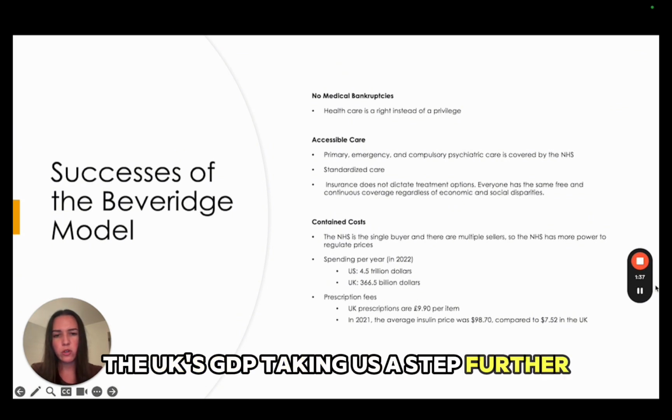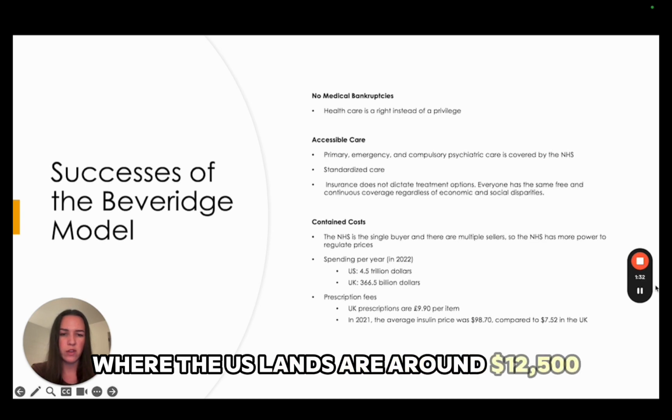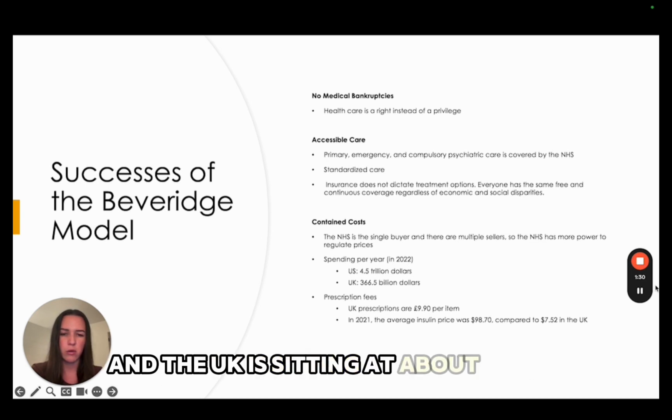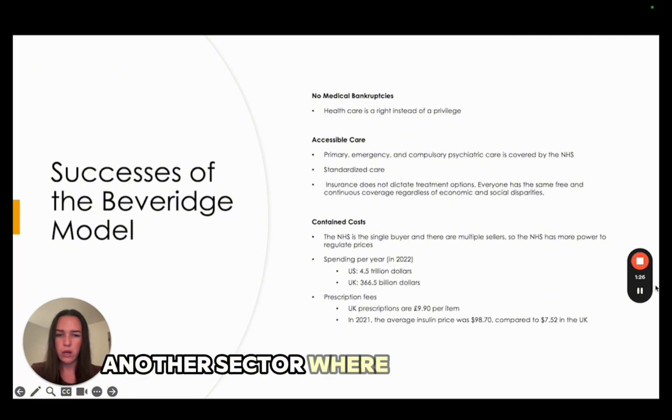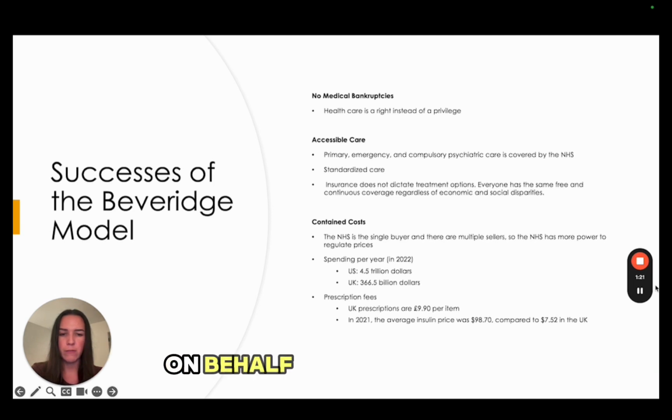Taking this a step further, we can see the difference in cost per capita, where the US lands at around $12,500 and the UK is sitting at about $5,500.